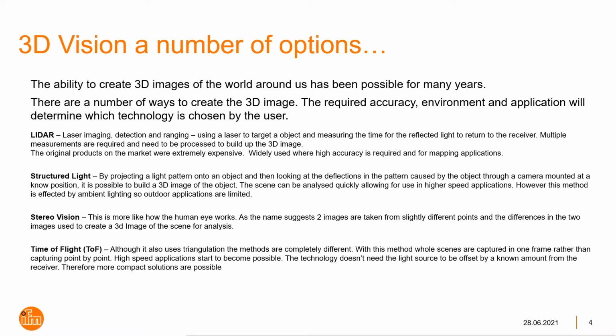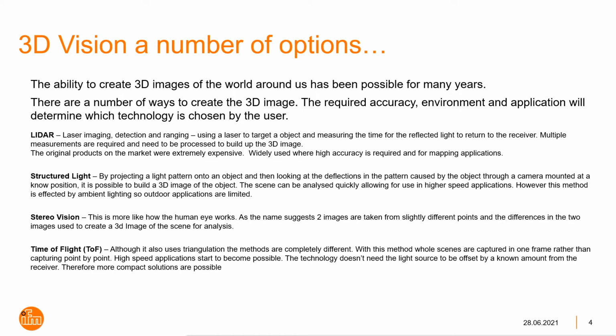We then have structured light, where we project a light pattern onto the object. Then we use a camera which is offset from the projector to look at the deflections in the light pattern, and again we build up a 3D image of the object. Stereo vision: we take two images and compare them from two different points, like the human eye, and then compare the differences between the two images to create our 3D image.